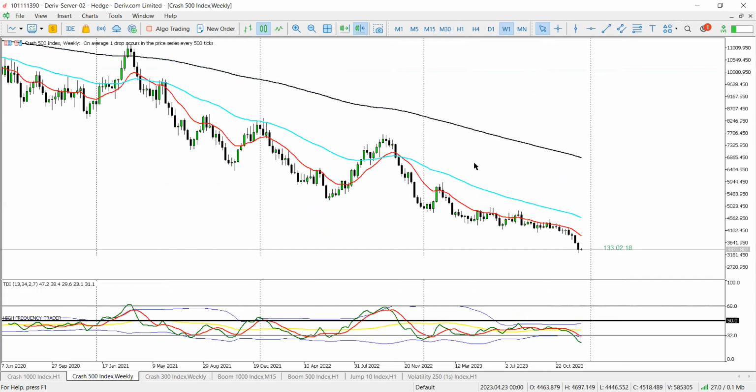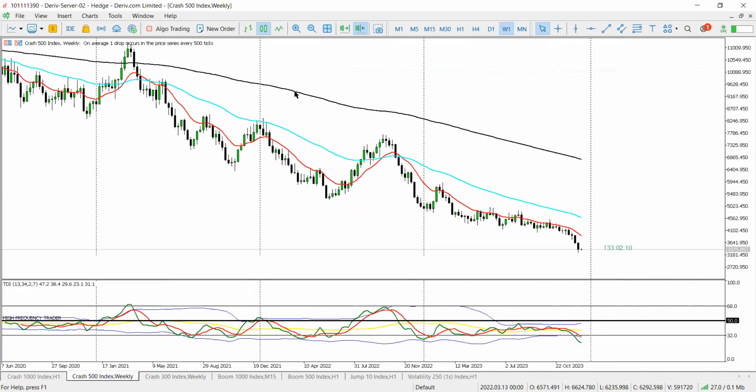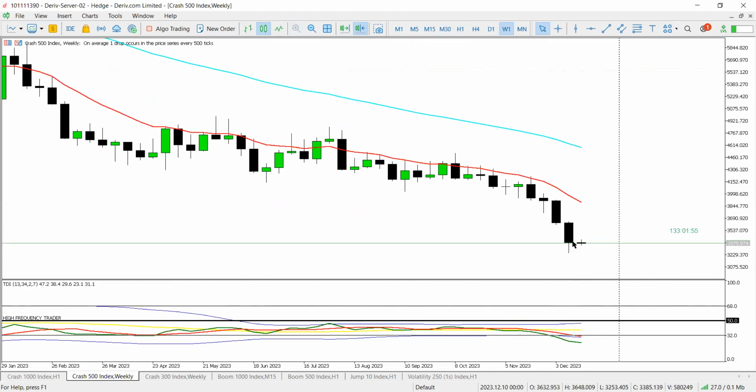So I'm going to quickly jump to C500. On the weekly, we're in a downtrend. We're still setting all-time lows. This is the all-time low on C500. So we don't know where price will stop. But for me, I'll say this price looks like it might actually reverse from here.